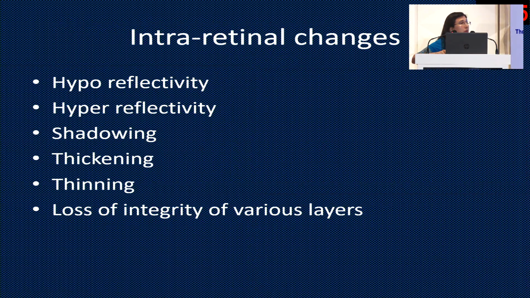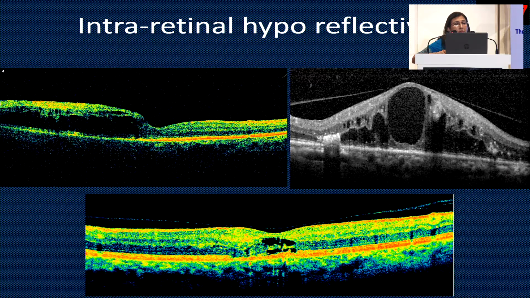Next comes the intraretinal layer. So what are the changes that we see here? Mostly the hypo and hyperreflectivity patterns, then overall thickness of the layers, and then the integrity of the retinal layers. Now coming to hyporeflectivity, whenever you see hyporeflectivity, you will see dark black areas. Usually they will indicate fluid, that is edema.